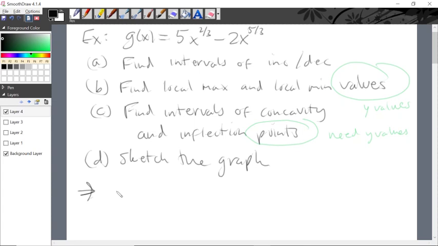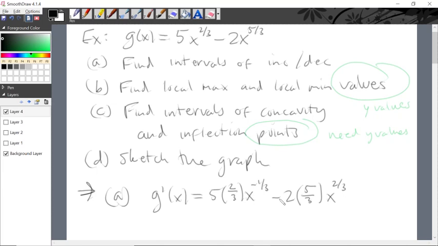So let's start off with part A. We need to find the first derivative, and this is the function g. So we need g prime of x. Power rule, so we have 5 times 2/3 times x to the negative 1/3, and then minus 2 times 5/3, and then we have x to 5/3 minus 1, which is going to be 2/3. I want to clean that up a bit.